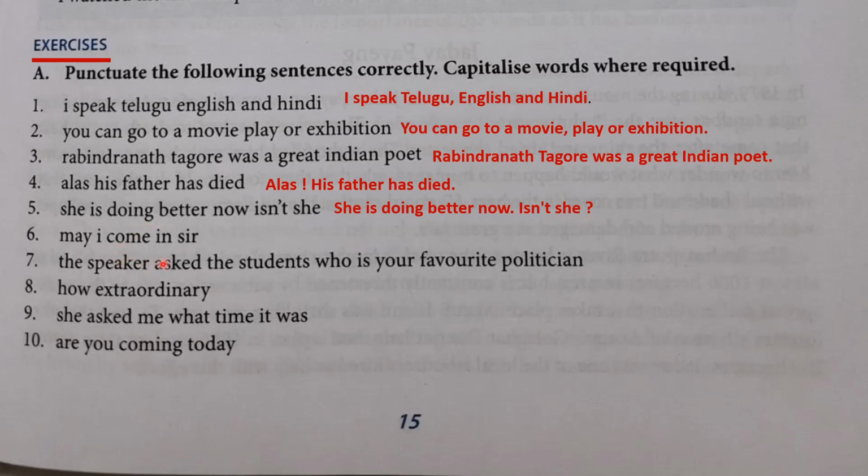May I come in, sir? It's a request, but in question form. So a question mark should be used. I in a capital letter, M and S in capital letter. The speaker asked the students, who is your favorite politician? So here this is direct speech. Who is your favorite politician is a question. So this is how you are going to write, students. The speaker asked the students, comma, start quotation marks or inverted commas. Who is your favorite politician? Question mark, and then close the sentence with the quotation mark.